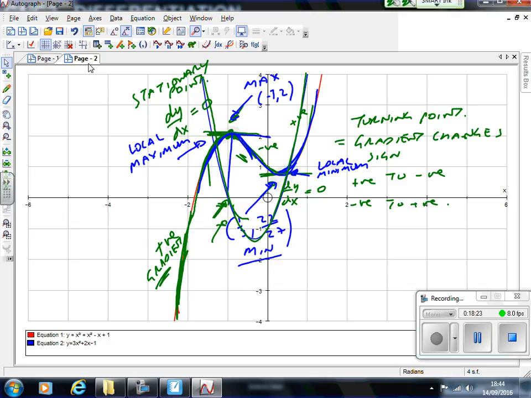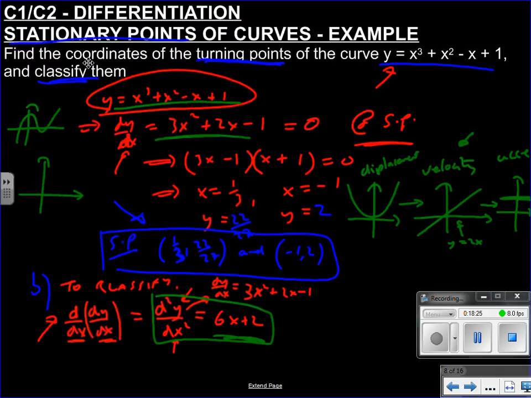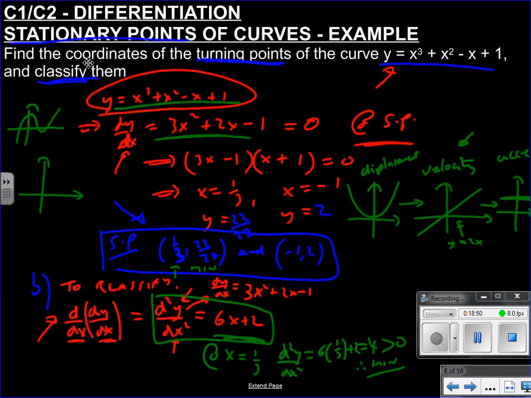So if we take the points that we have, the stationary points, that's what we care about. Well, what's happening at x equals a third, d squared y over dx squared is going to be 6 times a third plus 2, which equals 4, which is greater than 0. Therefore, we have a minimum at this point. So this is a minimum because your rate of change of your rate of change is positive.